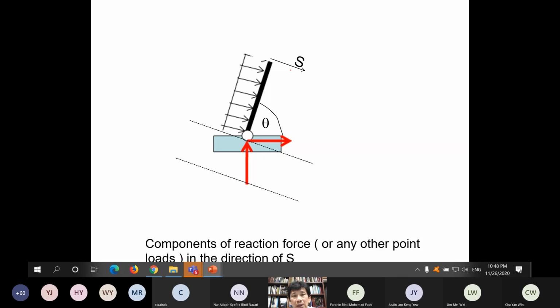How do we find this? I give you a guideline here. First, you need to know the inclination of this member. That one you can get from the problem given to you. This is in the X direction, this is in the Y direction, horizontal, vertical. How to find the component of this in S? You must first know the inclination of this member. This is the inclination of the member, okay?